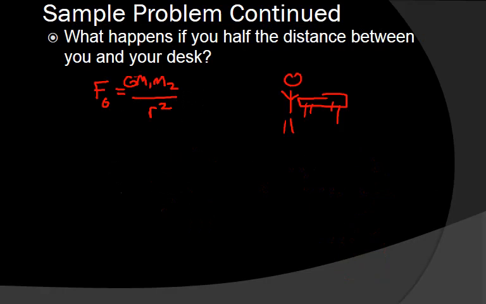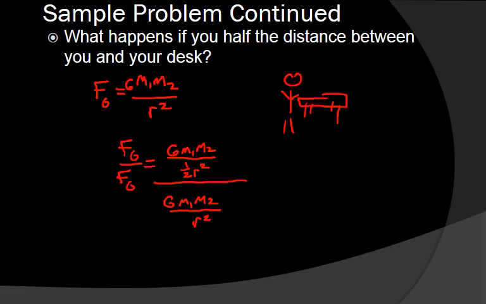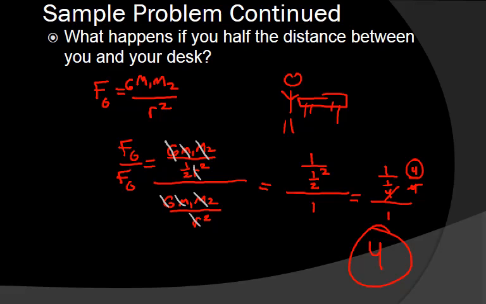So let's now try, once you try this one, what happens if you half the distance between you and your desk? So go ahead and give this a try. And when you're ready to check, you can hit play to continue. So 1/2 r squared, and we've got our values cancel out. So it'll be 4 times as strong, right? So if you half the distance, it's a squared relationship, so it's going to be 4 times as strong.